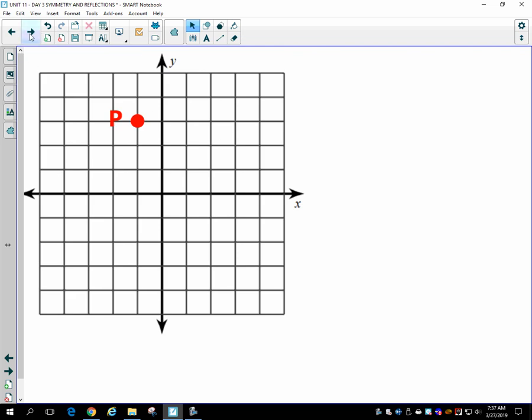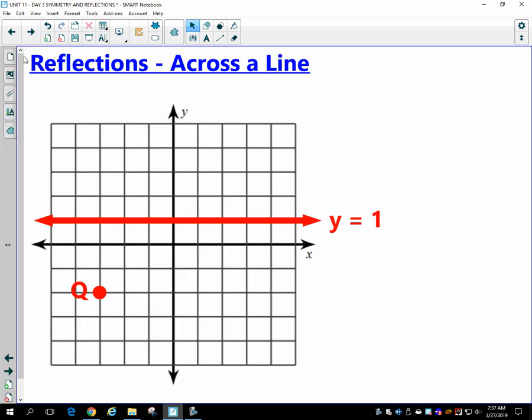And I plan to do the same thing here, but let's move on. Sometimes we're not just going to reflect across the x or the y-axis, we're actually going to reflect across a line. And so it's important to remember that horizontal lines in the coordinate plane have the form y equals and then a number. And that number is how high above or below the x-axis it is. And so if I start at the origin and I count up 1, this line is 1 unit above the x-axis, so we call it y equals 1. Anywhere I go on this line, the y coordinate is going to be equal to 1.